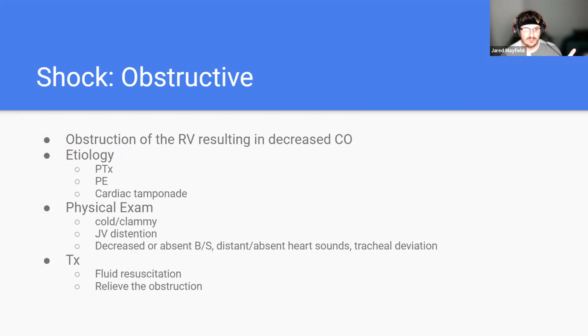Physical exam is cold, clammy extremities. You'll have JVD here, and you'll either have decreased or absent breath sounds, distant or absent heart sounds, maybe tracheal deviation. Treatment here is fluid resuscitation, and obviously to relieve the obstruction by way of pericardiocentesis or needle decompression. And it may not be intuitive to flush them with fluids and pump fluids into them.